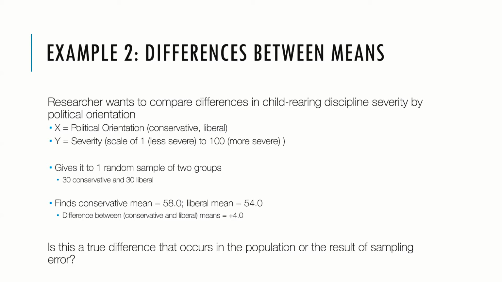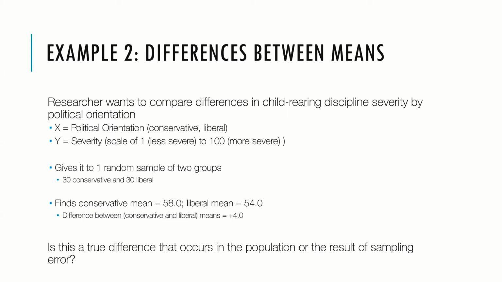Maybe it's a self-report where they mark how many ways in which they've disciplined their children. Maybe we have observations of these people over a year to calculate these things, but it doesn't matter. We collected the data. And again, we calculated the conservative mean severity was 58, liberal mean severity was 54, and the difference between conservative and liberal is positive 4, right? Conservative 58 minus 54 is 4.